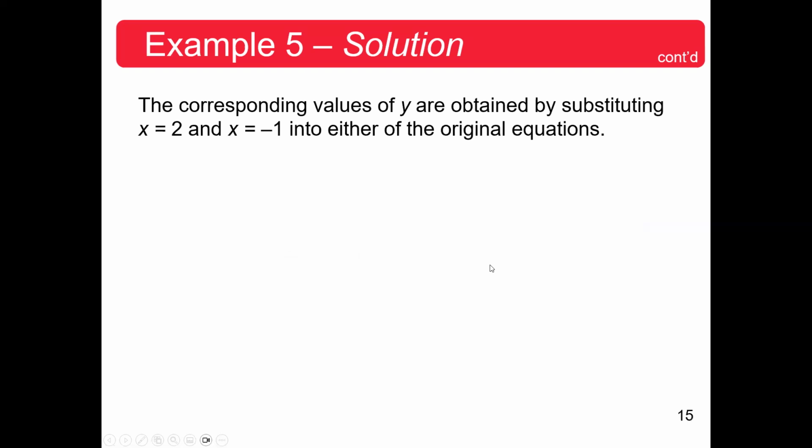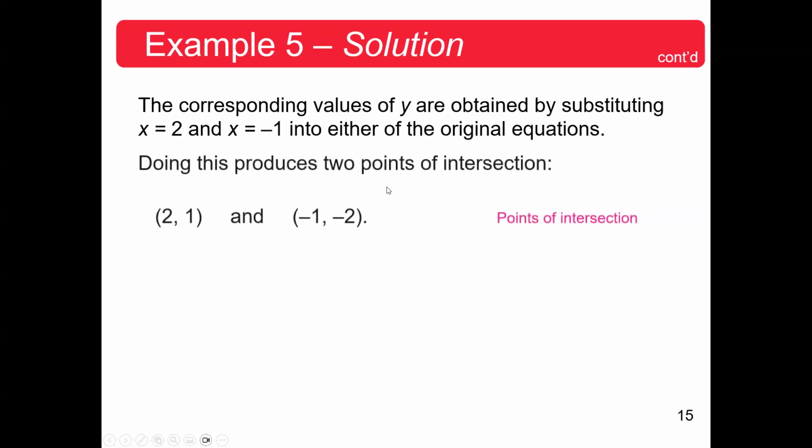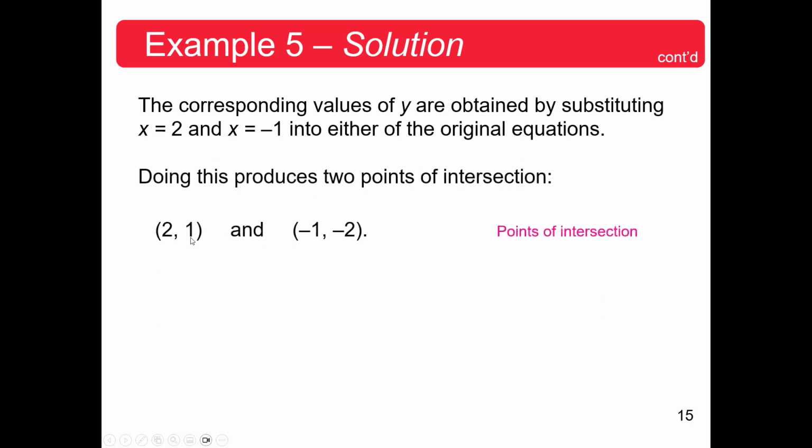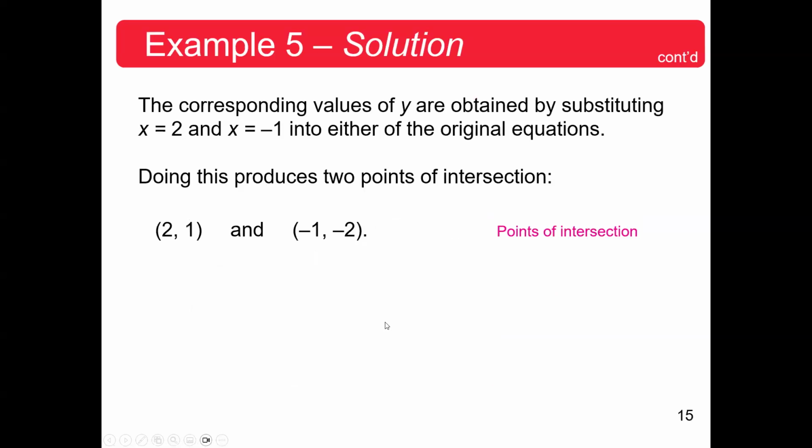Next, the corresponding values of y are obtained by substituting x equal to 2 and x equal to negative 1 into either of the original equations. So we know y equal to x squared minus 3. If we know the x value, we just substitute and find y. And that's what we did. We get 2 and 1, and then negative 1 and negative 2. So that will be the conclusion of this lecture.